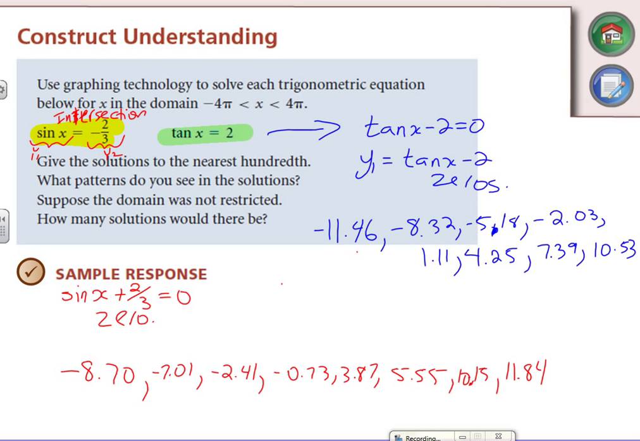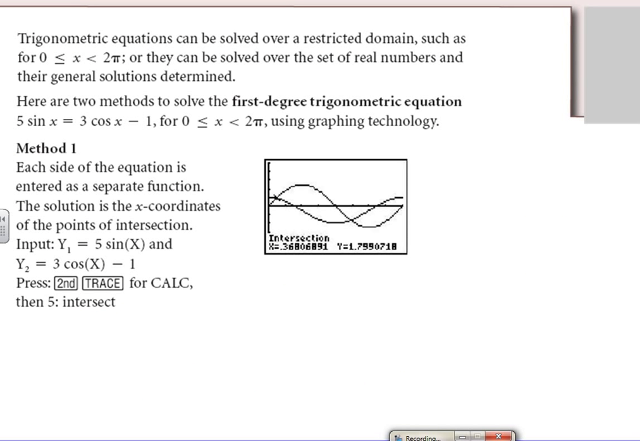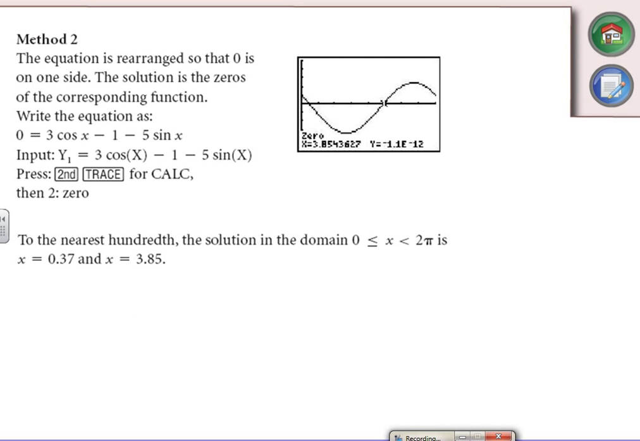So I've just given you the two methods again of finding your solutions graphically. First method, graph equation 1, which is one side of it, graph equation 2, which is the second side, and we look for our intersection points. There and there. Method number 2, equate it to 0, graph just 1, and look for your zeros, there and there. You'll get the same answers both ways.